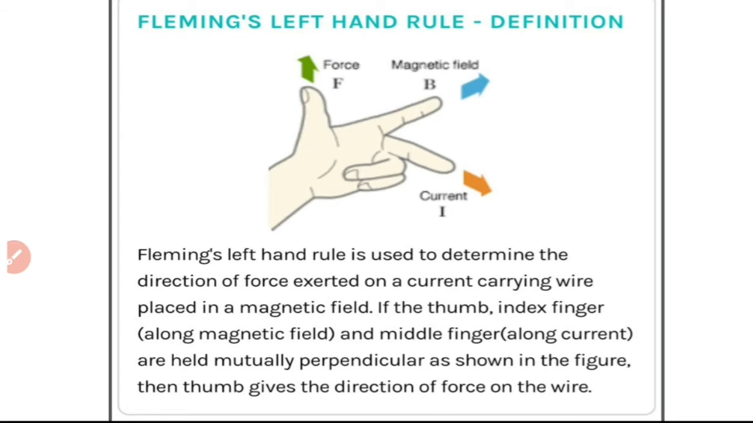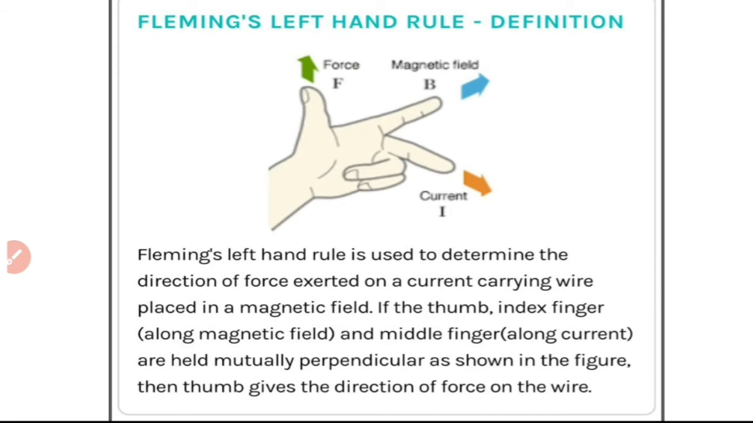By Fleming's left-hand rule, you can take the three fingers of the left hand in three mutually perpendicular directions. If the index finger or forefinger shows the direction of magnetic field and the middle finger shows the direction of current, then the thumb will be showing the direction of force.